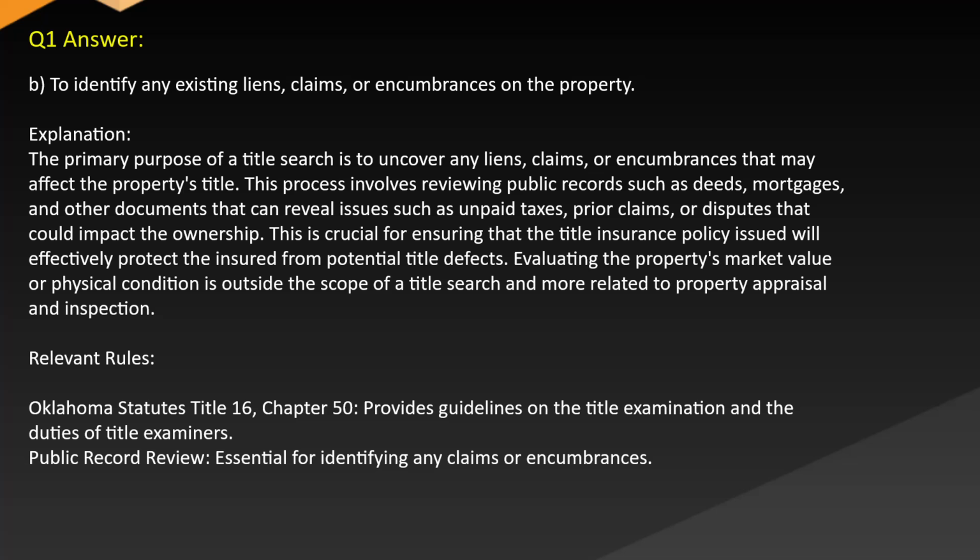Explanation: The primary purpose of a title search is to uncover any liens, claims, or encumbrances that may affect the property's title. This process involves reviewing public records such as deeds, mortgages, and other documents that can reveal issues such as unpaid taxes, prior claims, or disputes that could impact the ownership. This is crucial for ensuring that the title insurance policy issued will effectively protect the insured from potential title defects.